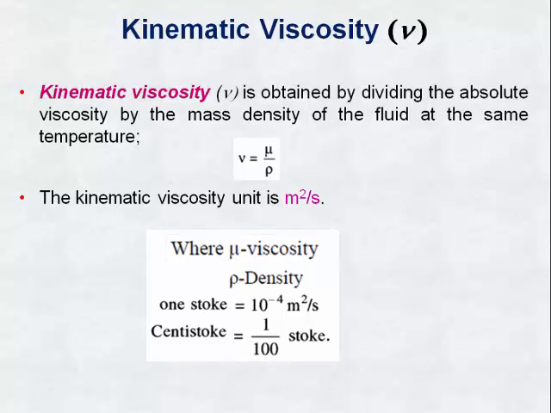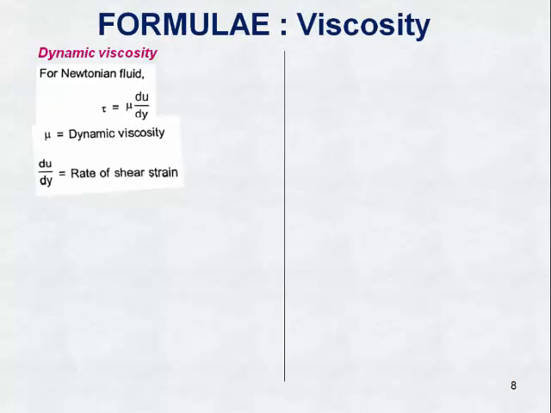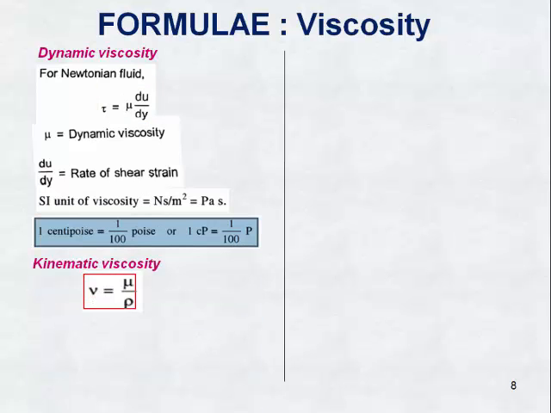Here 1 stoke equal to 10 power minus 4 meter square per second, 1 centistoke equal to 1 by 100 stoke. Here are the formulas of viscosity. Six formulas are there that are very useful to solve the problems. Here the Newton law of viscosity, tau equal to mu du by dy. This is the first equation. The second one is nu equal to mu by rho. Nu is kinematic viscosity, where mu equal to dynamic viscosity, rho equal to mass density.